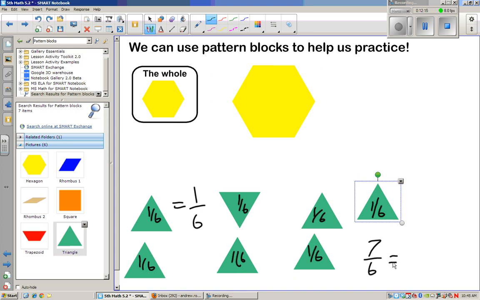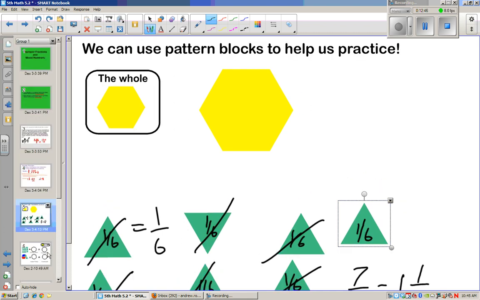Now what's the mixed number where we have a whole number? Well, how many of them make a whole? I'm not going to make the whole, but how many of them make a whole? 6 of them make a whole. So I'm going to put down 1 because I've got 6 of them. 1, 2, 3, 4, 5, 6. That's a whole. And then I've got 1/6 left over. So I'm going to put that over here. So 7/6 is equal to 1 and 1/6.